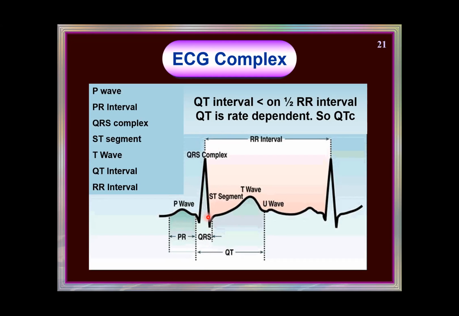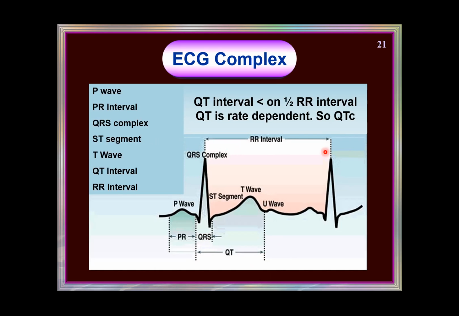And this is the duration of the QRS, from the beginning of the QRS to the end of the QRS. Sorry, not the beginning of the T wave, the end of the QRS. And the QT interval is from the beginning of the Q wave to the end of the T wave. And there is another interval: between one R wave and another R wave is called the RR interval.